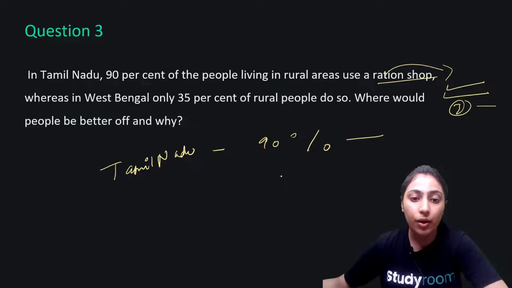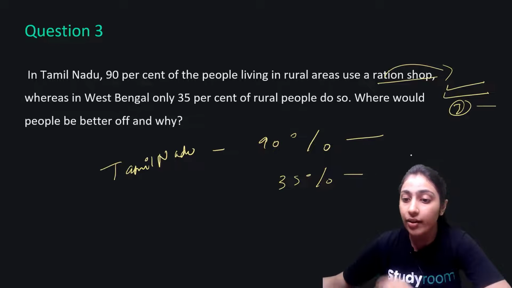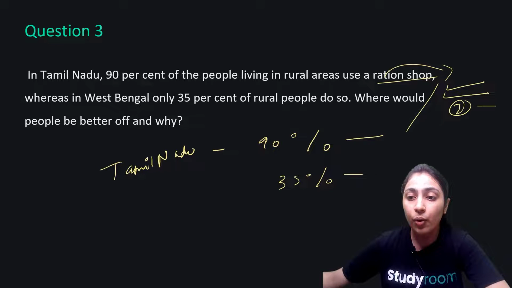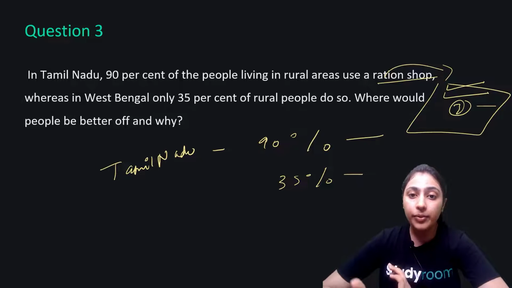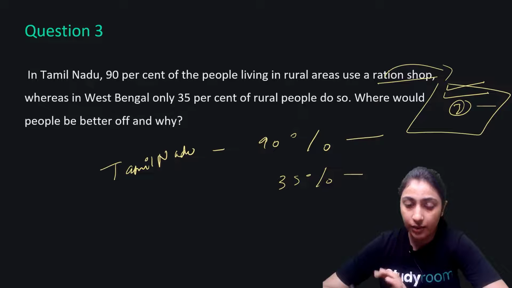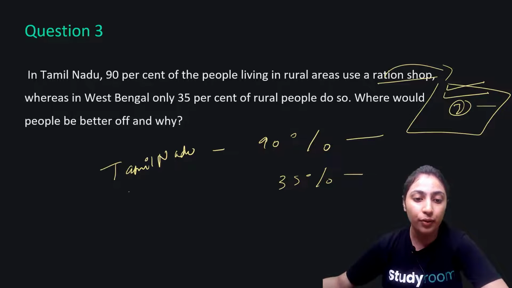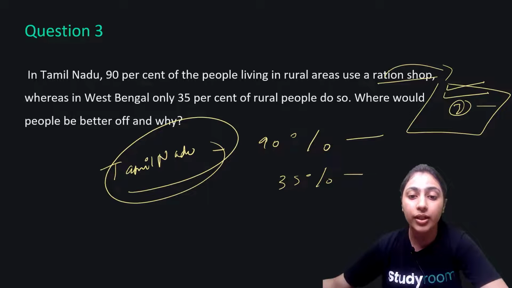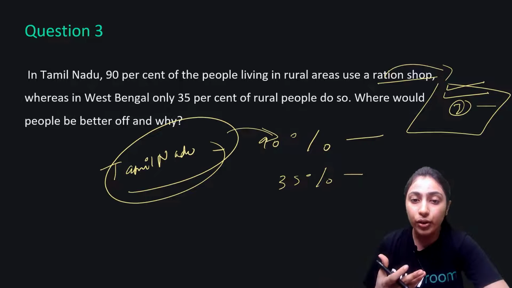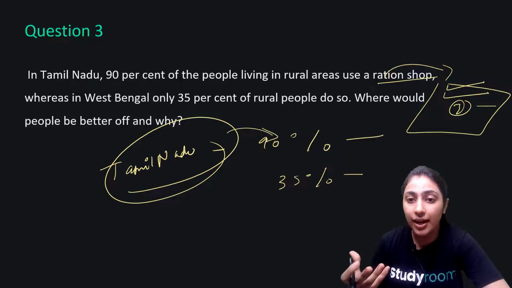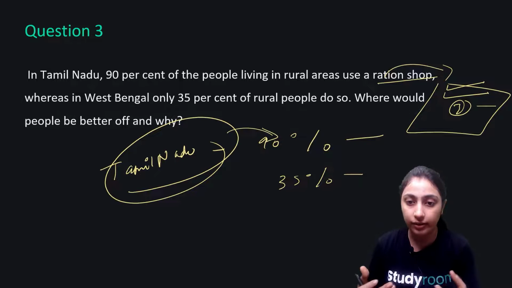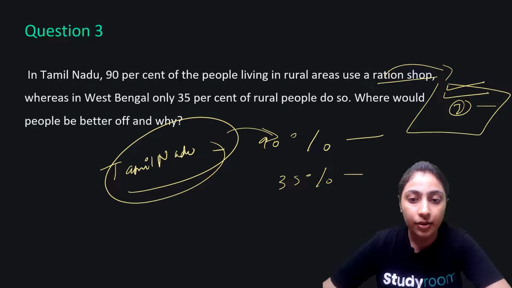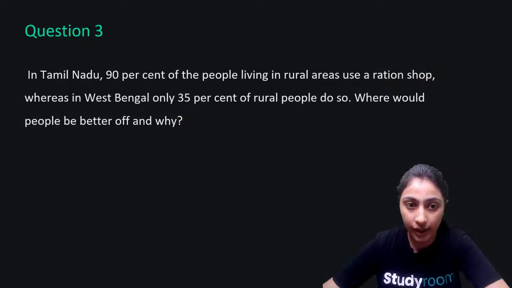Whereas in West Bengal, only 35% of people are doing so. The rest are not even able to go to a ration shop to consume the food. So where would people be better off? The answer is in front of you. People would be better off in Tamil Nadu because they are consuming the food, the grains and the things that are available in the ration shop. They are eating and maintaining good health. So this is our question number 3.